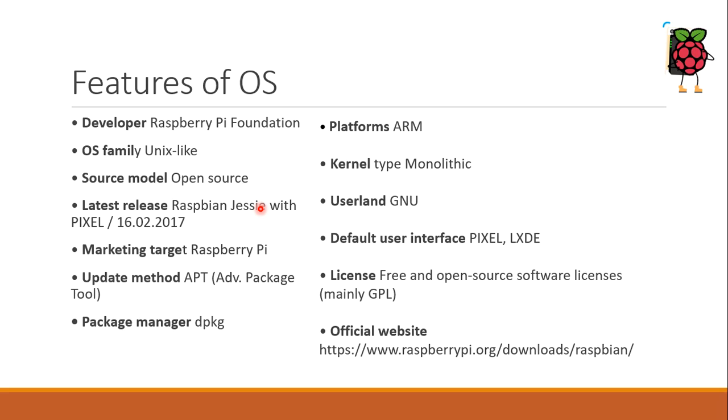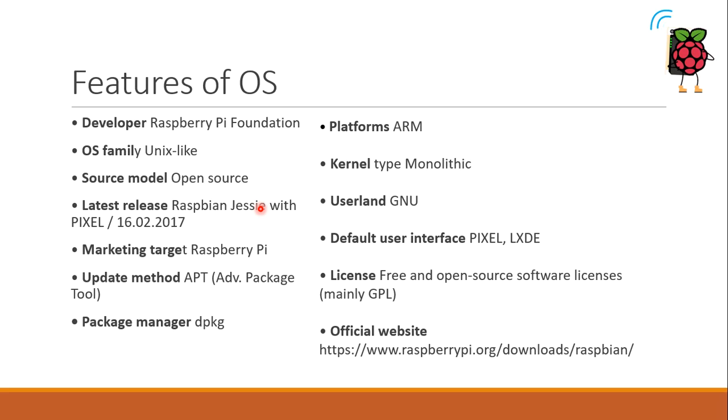The developer is the Raspberry Pi Foundation. The family is Unix-like operating systems, Unix and Linux. The source model is open source. You can download it free of cost. You can make your own models and upload them to the developers. The latest release, as per my knowledge, is 16.02 from 2017, and now in 2020 there may be later releases available. The marketing target is Raspberry Pi customers, who can build their own applications like CCTV cameras and certain small robots, gaming robots like that.